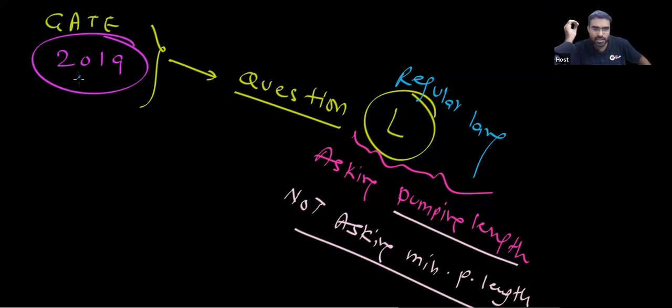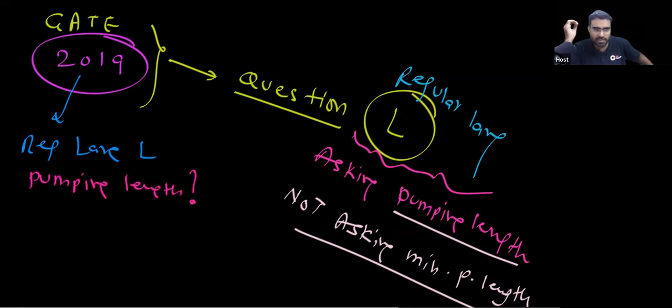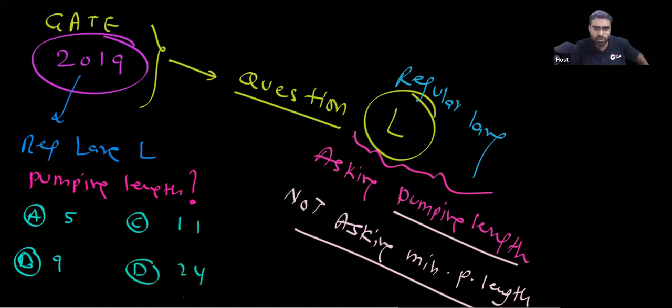See, in this GATE 2019 question, a regular language L is given to you, and the question is asking which pumping length will work. Some options are given to you. Option A is 5. Option B, let's assume, is 9. Option C, let's assume, is 11. And option D was 24. So tell me, what will be the answer? Without looking at the language, can you say what the answer will be?